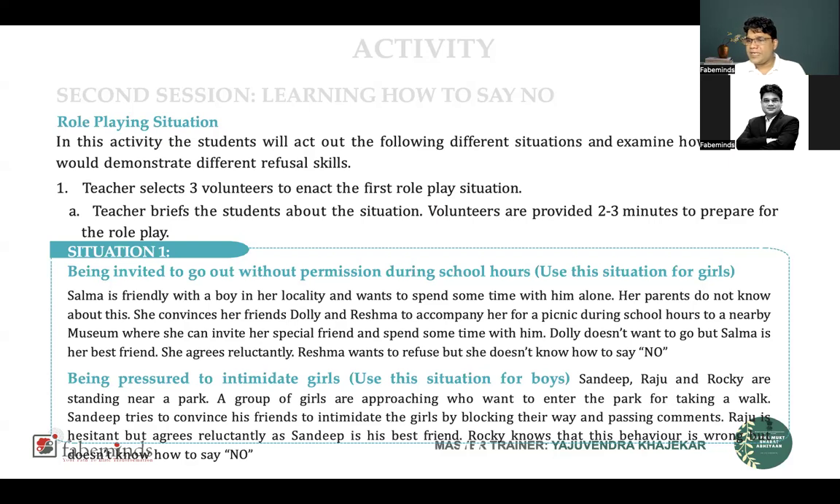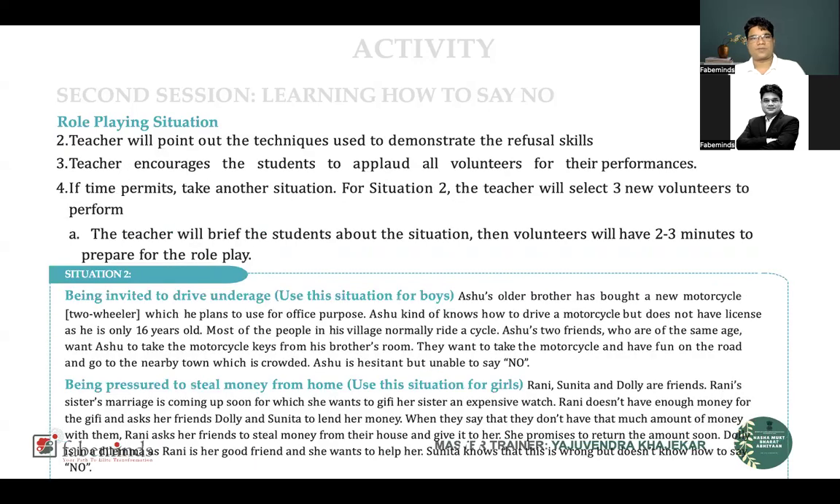And being pressured to intimidate girls, use this situation for boys. The second one: Sandeep, Raju, and Rocky are standing near a park. A group of girls are approaching who want to enter the park for taking a walk. Sandeep tries to convince his friends to intimidate the girls by blocking their way and passing comments. Raju is hesitant but agrees reluctantly as Sandeep is his best friend. Rocky knows that this behavior is wrong and he doesn't know how to say no. So these are the 2 situations that we give.